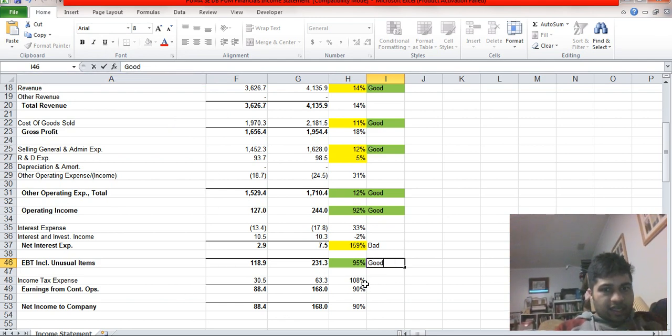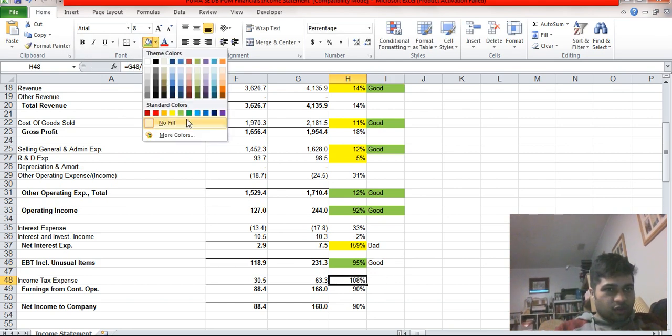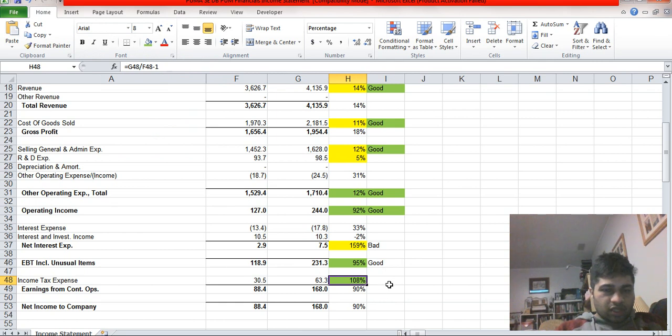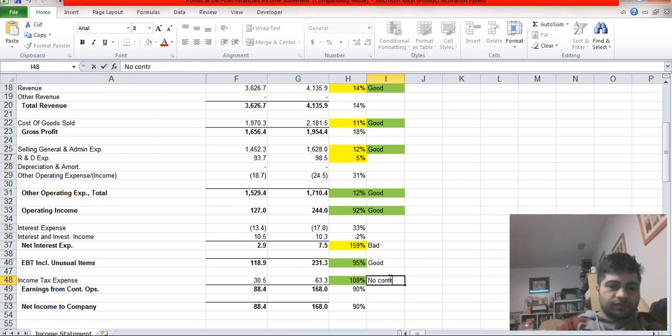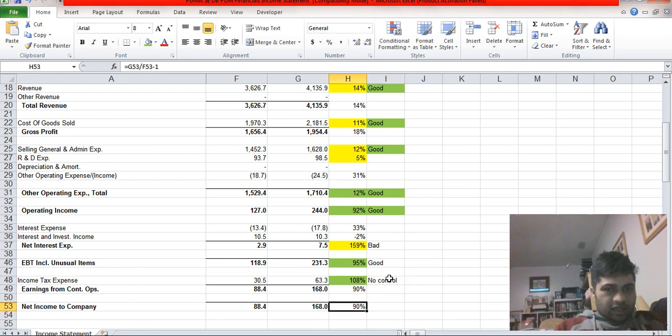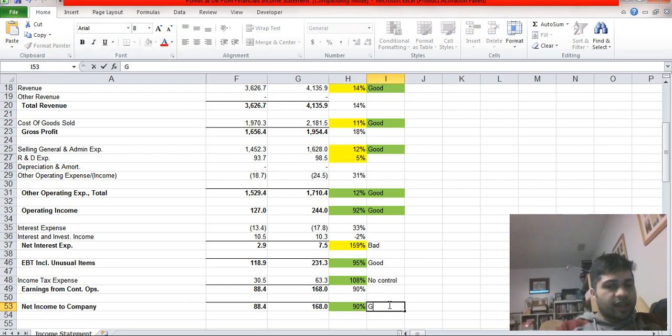Okay. Income tax expense, you do not have any control, so that is controlled by government. So no control, so good or bad we cannot control. Okay. Total earnings have improved by 90%. That's a very good sign, but you just need to analyze whether this trend would continue or not.